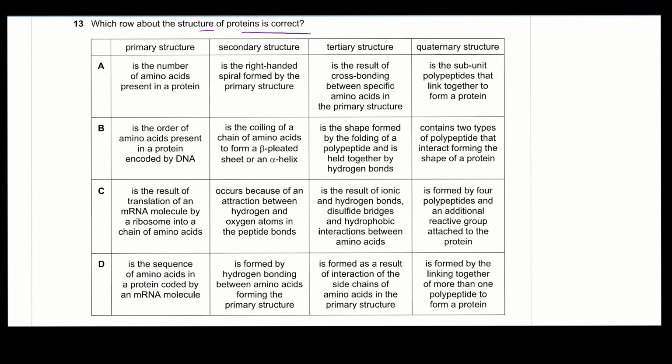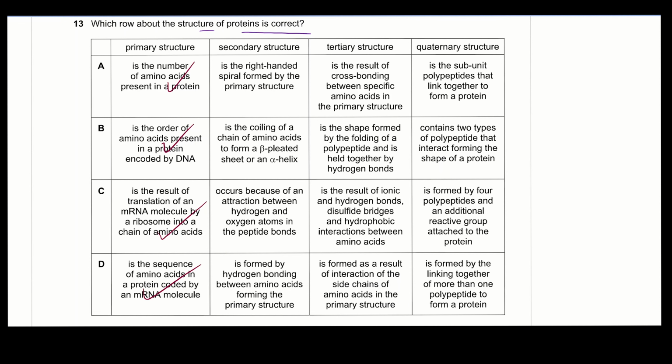13. Which row about the structure of proteins is correct? Let's start with the primary structure. Is it the number of amino acids present in a protein? This is correct. It's basically the sequence of amino acids in a polypeptide. B. Is it the order of amino acids present in a protein encoded by the DNA? This is correct. As we said, it's the order of amino acids. C is the result of translation of an mRNA molecule by a ribosome into a chain of amino acids. This is also correct. D is the sequence of amino acids. This is also correct.